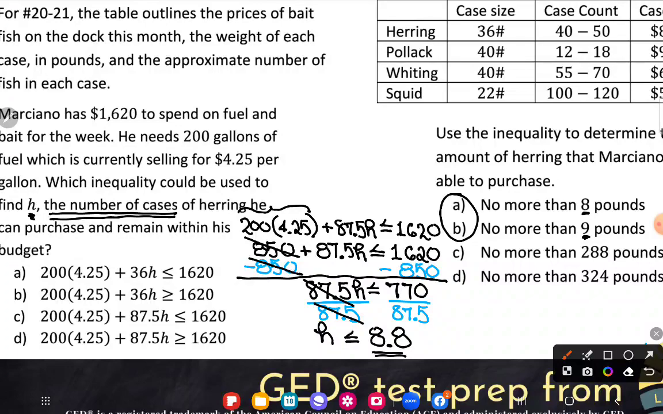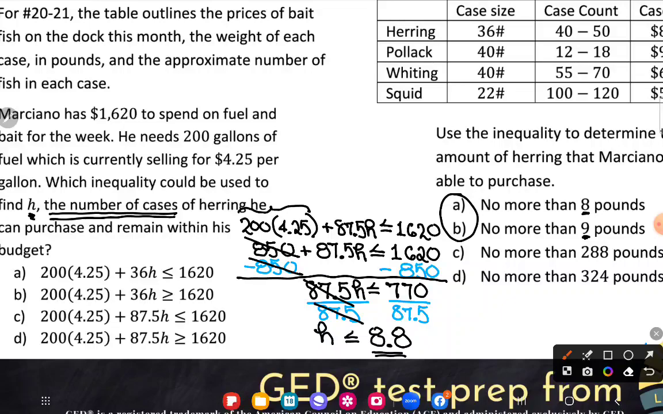Now, is Marciano going to be able to go to the dock and say, hey, I want 8.8 cases. Cut one of those cases into 0.8. Probably not. The likelihood is if they sell it by cases, they're only going to let him buy a whole case. And so we do need to round this number. But again, be careful. I wrote this the way I did for you advanced students, or experienced students, I should say. But track with me here.